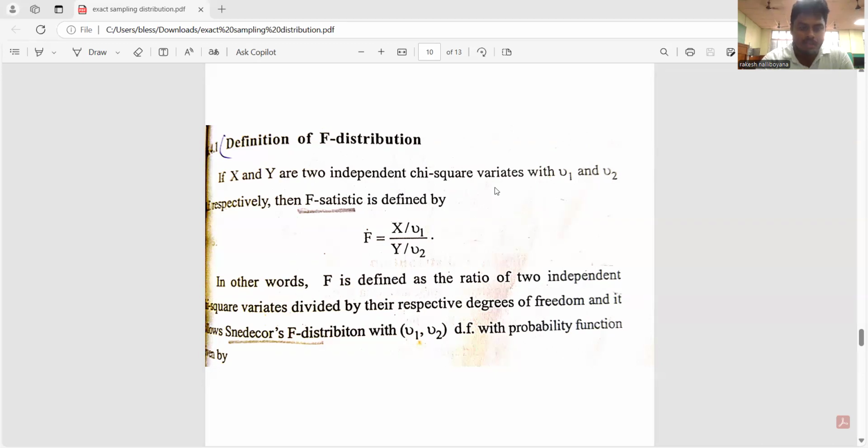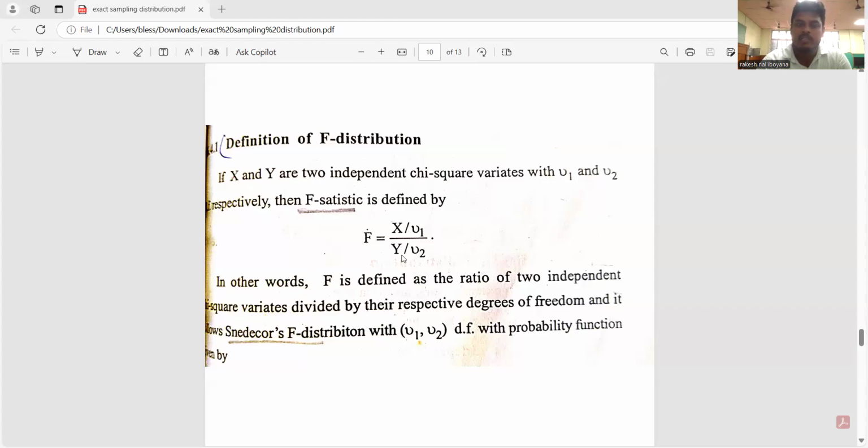The definition of the F distribution is: if X and Y are two independent chi-square variates, we know the chi-square variates, with V1 and V2 degrees of freedom respectively, then the F statistic is X by V1 divided by Y by V2. So we have two independent chi-square variates with V1 and V2 with respect to X and Y. Whenever the respective variables are divided by their degrees of freedom, automatically we will get an F statistical value.